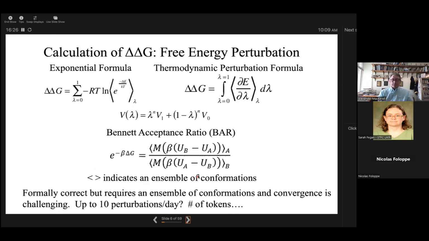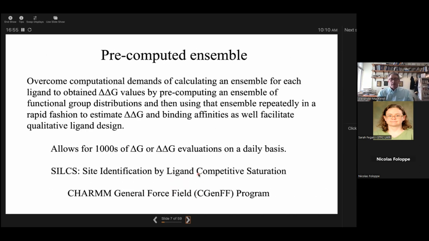And this can be done, say, overnight on a collection of, say, GPUs, but you're still limited to, say, 10 perturbations a day on the computational resources most people have. And you start to think of how your software has to support doing a number of perturbations. You have the idea of tokens and these types of things. So generating an ensemble of conformations for every new ligand is a giant rate determining step.